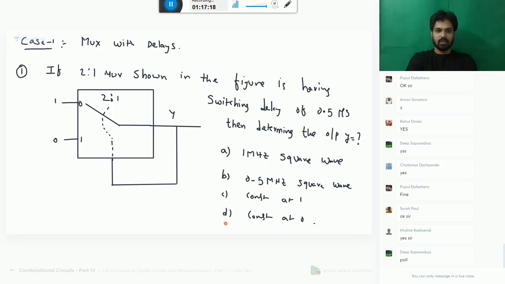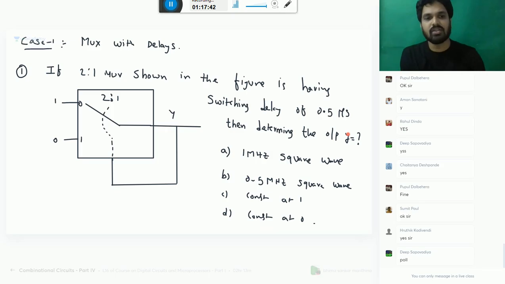Abhinay, Deep, Robert, AD, Asif, Rutik, Deepak, Kashish, Deepanjali, and Sumit. Right answers. Okay, so let's start. So if a 2 by 1 mux shown in the figure is having switching delay of 0.5 microseconds, then determine the output y.